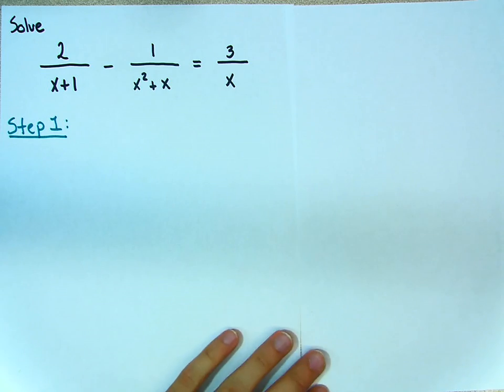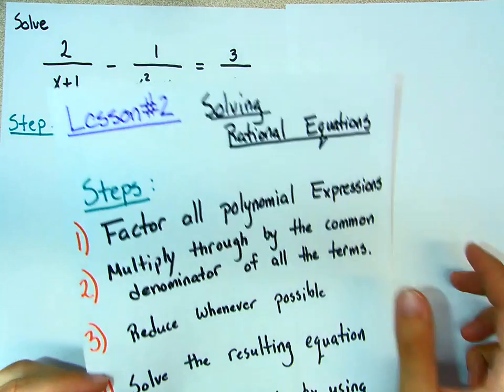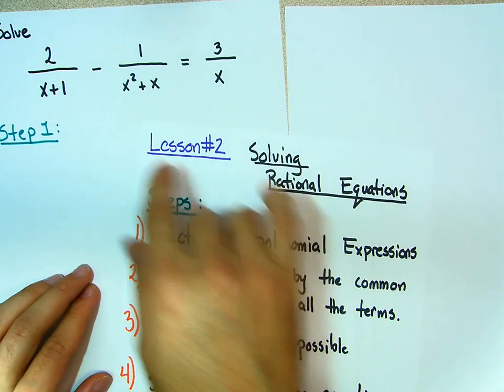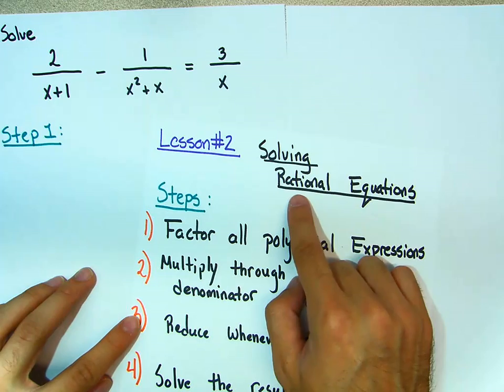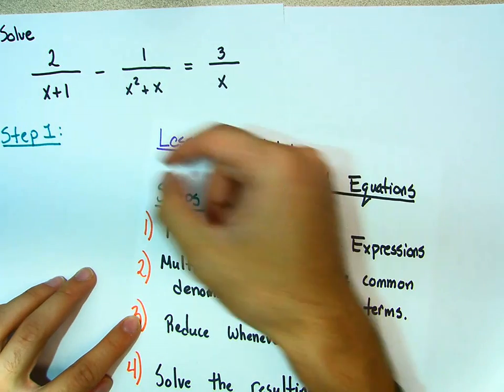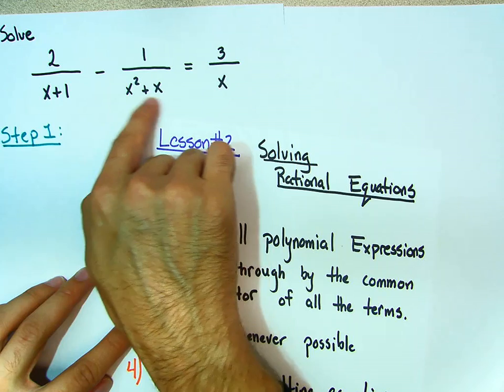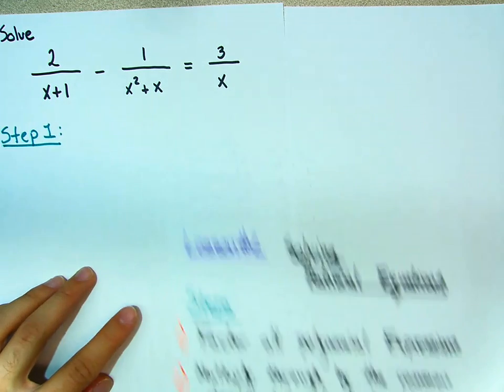All right, welcome. Lesson number 2, solving rational equations. So, for my pre-calc class, do you remember this? What does it mean to be rational? Rational means you have some a over b. So we have the x, and the variables are in the denominator. How do we solve these types of equations?